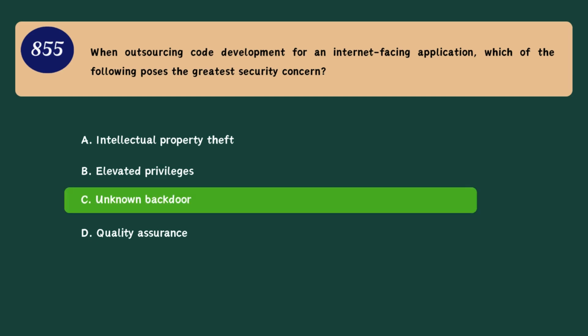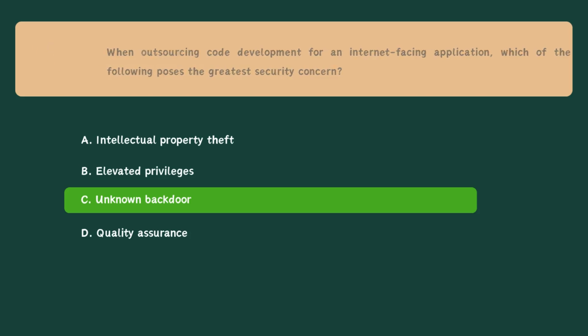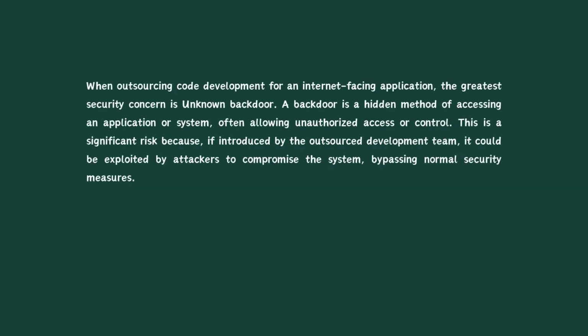Correct answer. C. Unknown backdoor. When outsourcing code development for an internet-facing application, the greatest security concern is unknown backdoor. A backdoor is a hidden method of accessing an application or system, often allowing unauthorized access or control. This is a significant risk because, if introduced by the outsourced development team, it could be exploited by attackers to compromise the system, bypassing normal security measures.